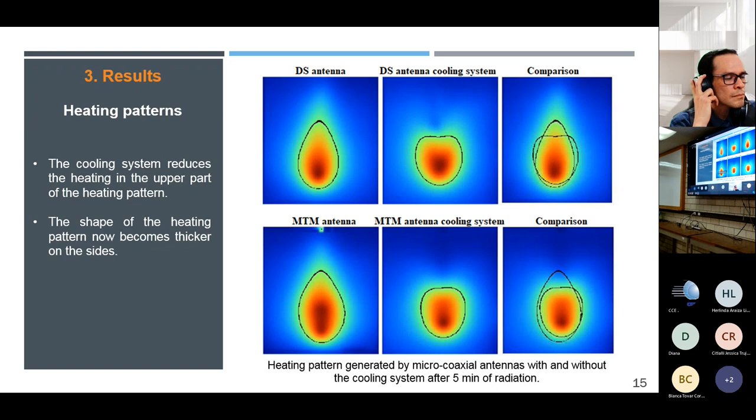And finally, about the heating patterns. In both cases, with the monopole and the double slot antenna, we saw the same behavior. When the cooling system was incorporated in the antennas, the thermal distribution reduced because of the presence of the cooling system. But a good result is that this reduction in the thermal distribution was in the layer of muscle and fat, which means that the cooling system only reduced the temperatures in the healthy tissue, and the shape of the thermal distribution in the bone layer is the same.